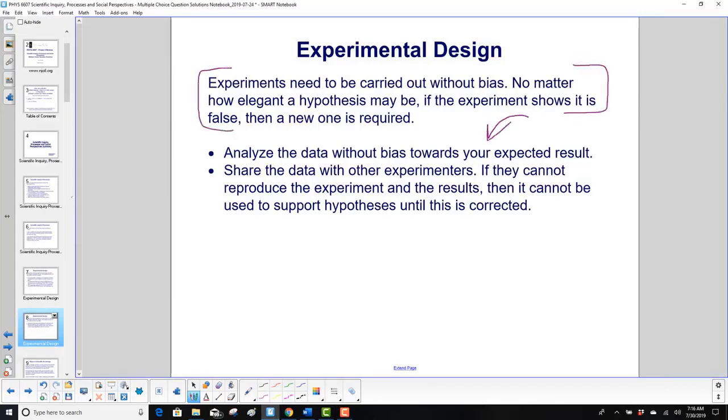Now, when you analyze your data, analyze it without bias towards your expected result. Let the data speak for themselves. Share the data with other experimenters. If they cannot reproduce the experiment and the results, then it cannot be used to support hypotheses until this is corrected.